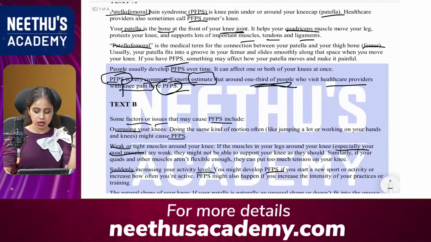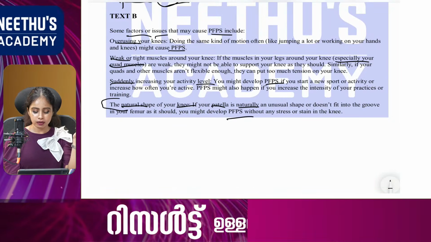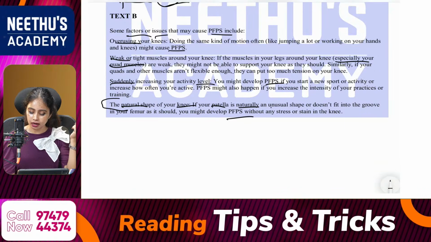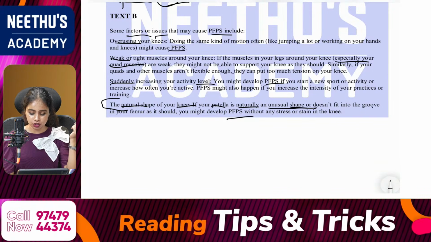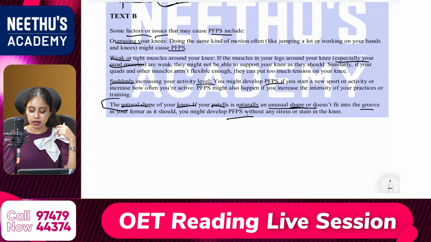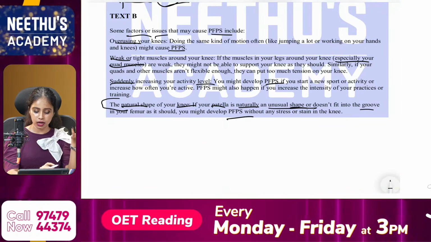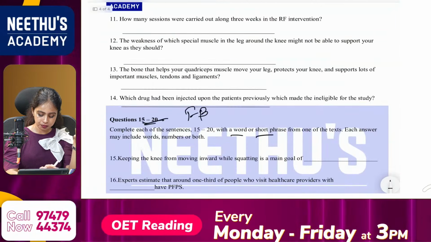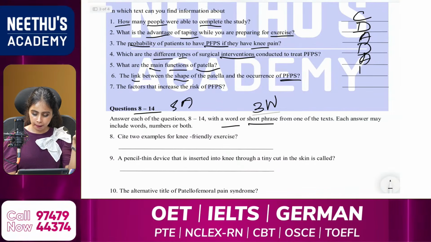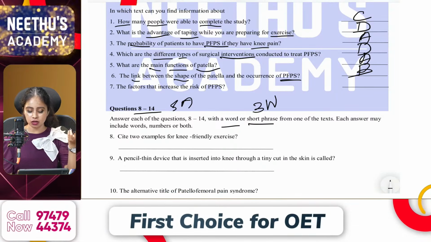So what is the link between the shape? See this last line: the natural shape of your knee. If your patella is naturally an unusual shape or doesn't fit into the groove in your femur as it should, you might develop PFPS without any stress or strain in the knee. So that answer is from text B.